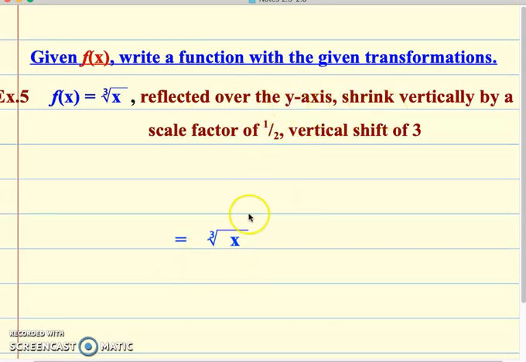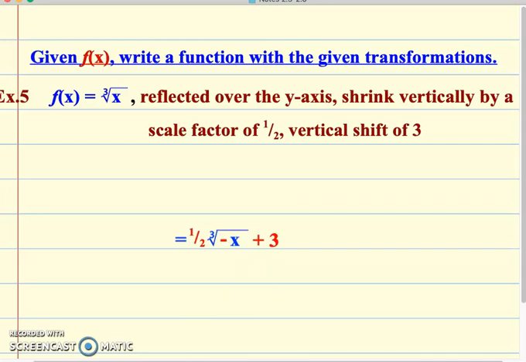Reflect over the y-axis, so if I reflect over the y, I make my x value negative. Shrink vertically by a scale factor of 1/2, so vertical is going to be a change to the function, so that's got to go out front. And then a vertical shift of 3, so we're talking about up. And there we go. Basically, I inserted my transformations into a parent function.